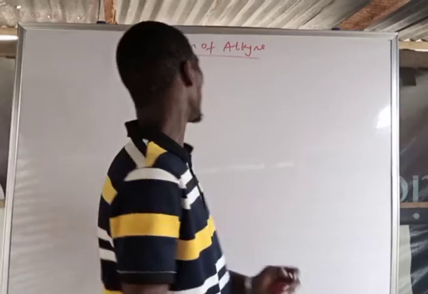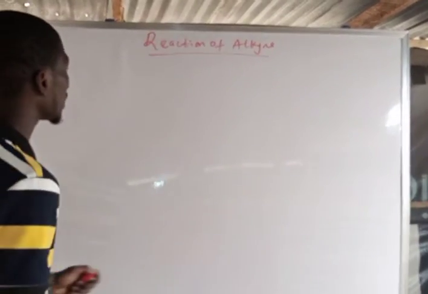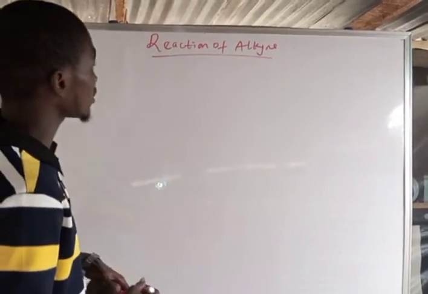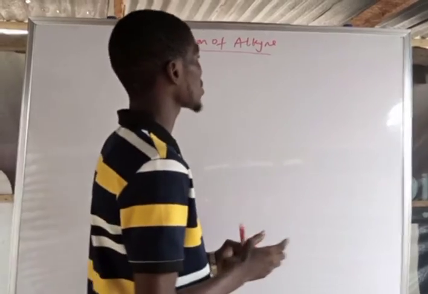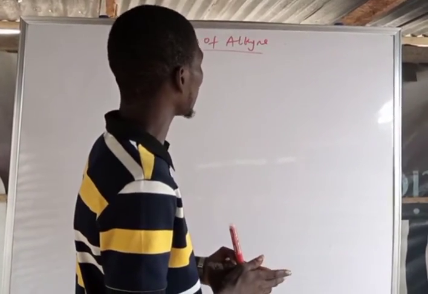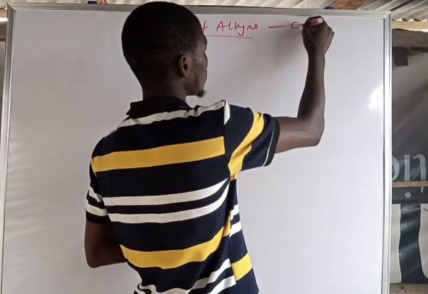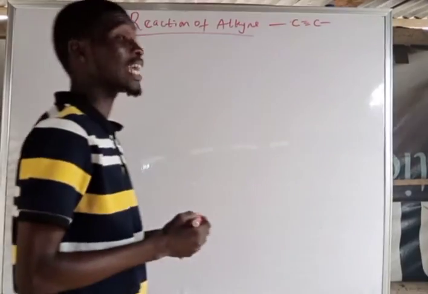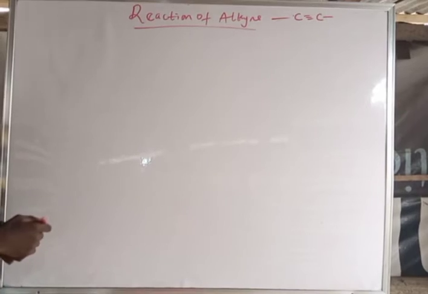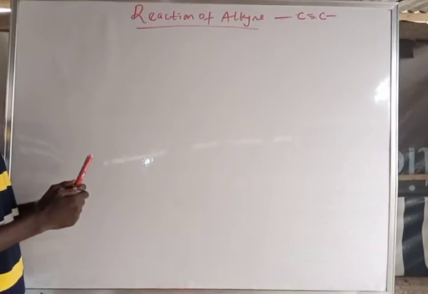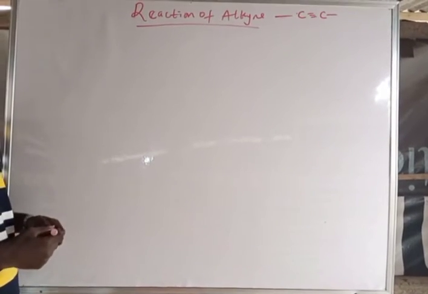This afternoon we're talking about reaction of alkyne. And what is alkyne itself? Alkyne is an unsaturated hydrocarbon with carbon-carbon triple bond. So we have it like this. And don't forget that the first member of alkyne is ethyne. So now we're picking ethyne as a case study for this reaction of alkyne.